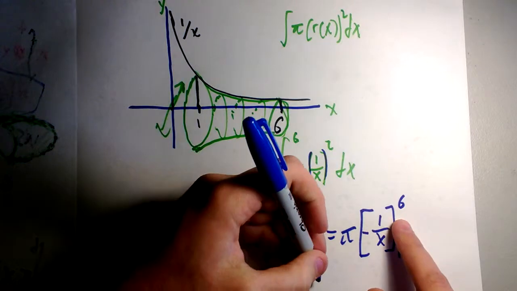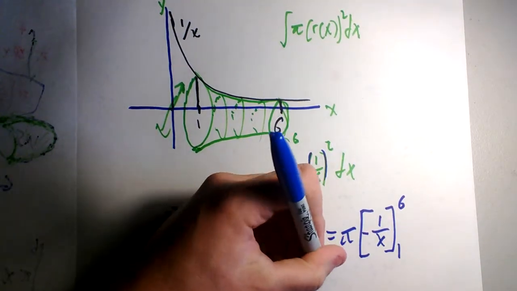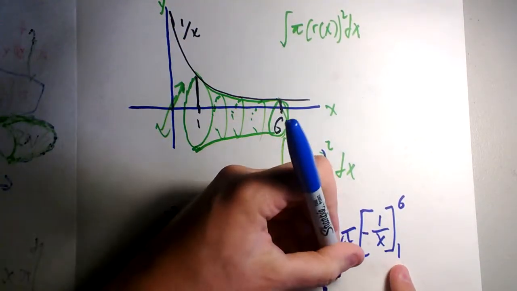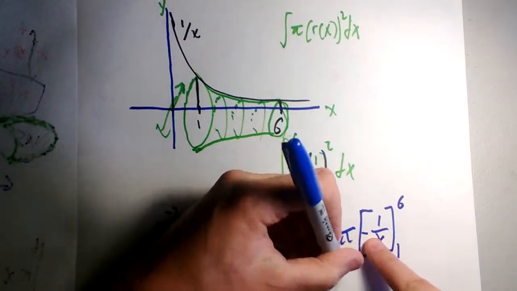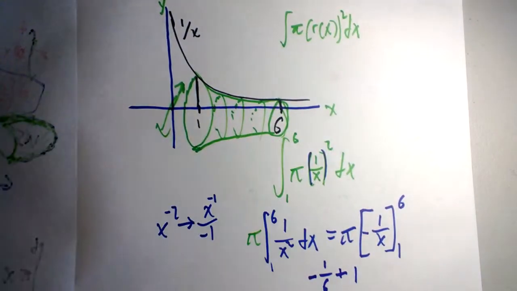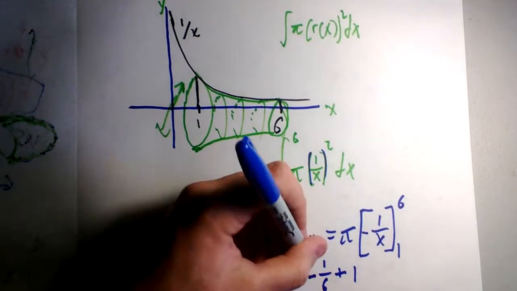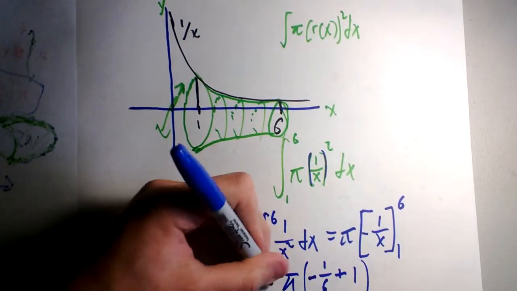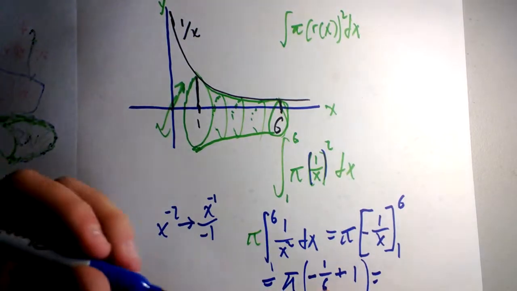So let's do that. So plug in 6, you get -1 over 6. Then plug in 1, and you subtract that value, and it's going to be positive because you're subtracting a negative value. 1 over 1, which is just 1. All right, 1 minus 1/6 times pi is the volume. Let's just solve it the rest of the way.